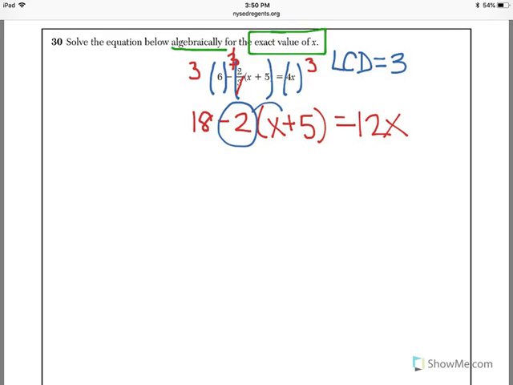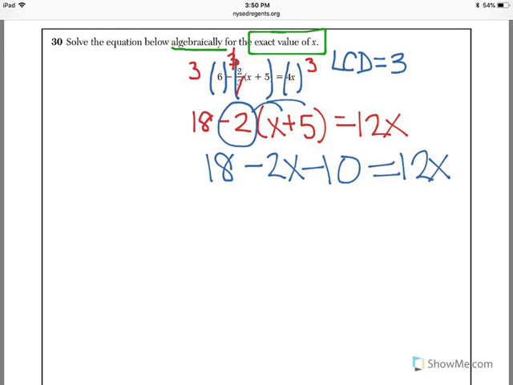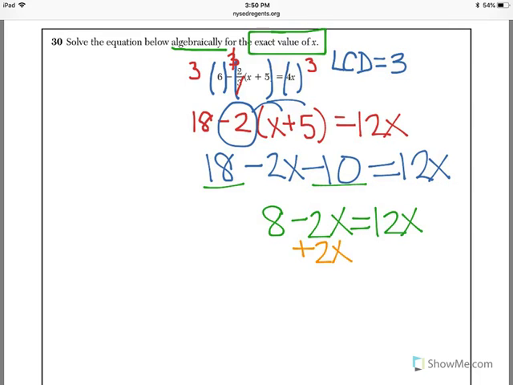So I'll start by distributing this negative 2. And so I'll get negative 2x minus 10 when I distribute. Can't forget that 18. And equals 12x. Now, when I combine like terms that are on the same side of the equation, I'll end up with 8 minus 2x equals 12x. I want to isolate the x's, so I'm going to add 2x to the other side. So I end up with 8 equals 14x.